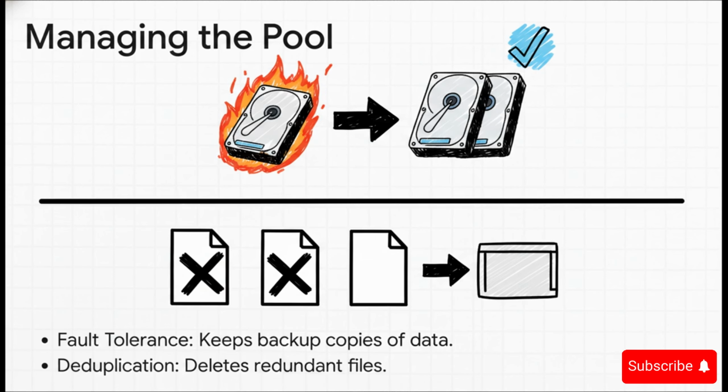vSAN handles fault tolerance by automatically keeping backup copies of your data scattered across different physical drives. So if one hard drive literally catches on fire, no big deal. Your data is still totally safe somewhere else.